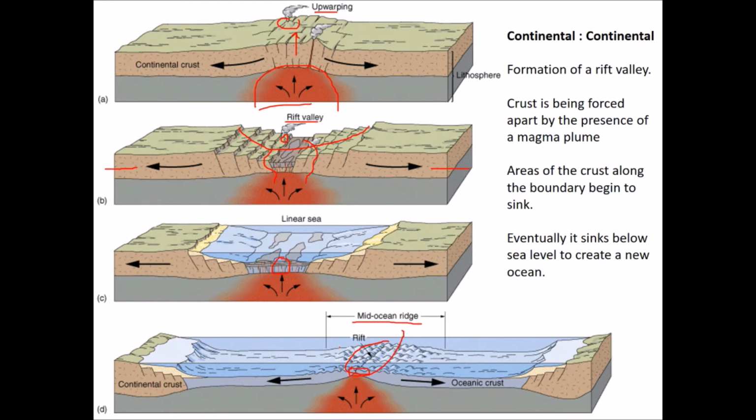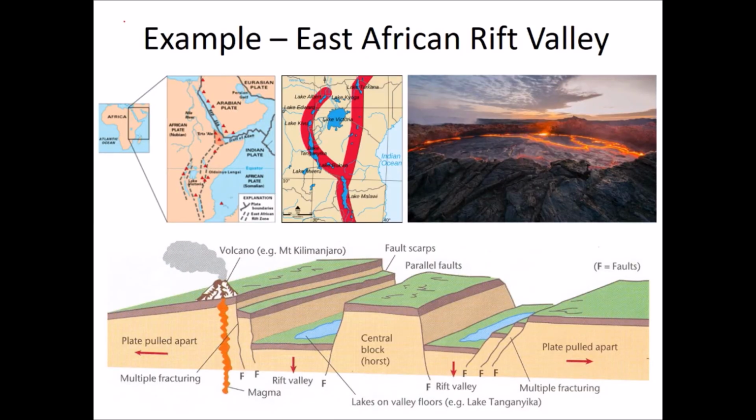So actually, the separation of continental crust ultimately leads to the separation of oceanic crust. These two boundaries are not necessarily distinct from each other. One actually becomes the other in the longer term. Now, we think about applying this to an example. The East African Rift Valley is a really good example of where this is happening today.